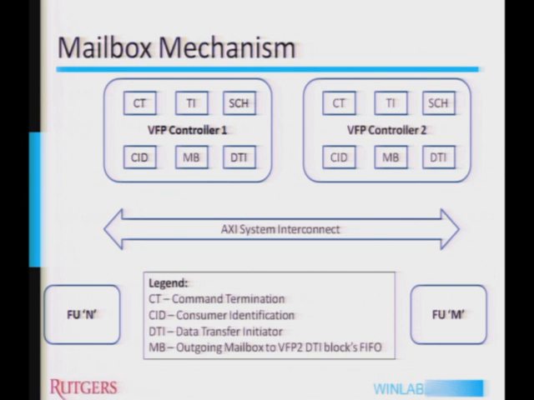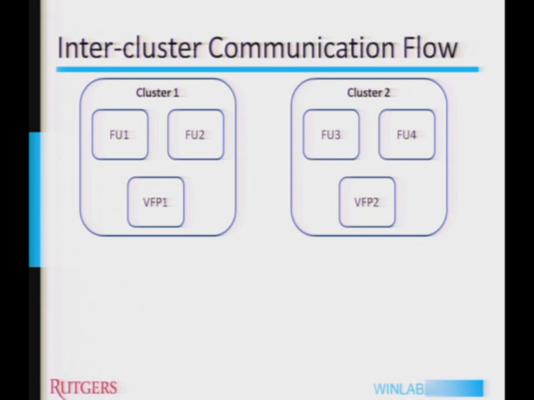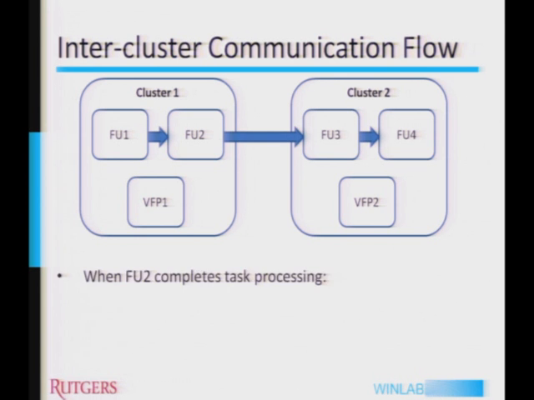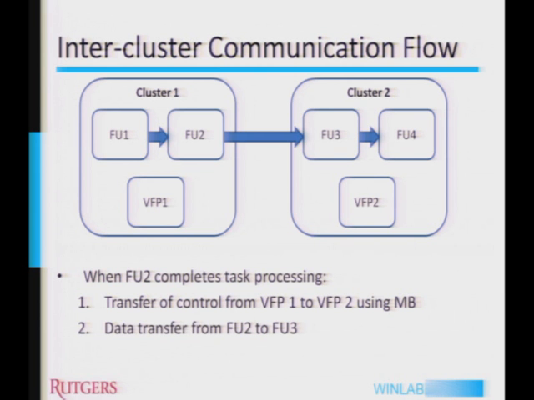In order to understand the intercluster better, let us consider a sample flow of tasks between FUs 1 to 2, 2 to 3, and 3 to 4. The case of intercluster communication happens when FU2 finishes processing. Upon its completion of processing of a task, the first thing which needs to be taken care of is the transfer of control from VFP1 to VFP2. The second step is the data transfer from FU2 to FU3. And the third thing is the task activation in FU3 by VFP2.